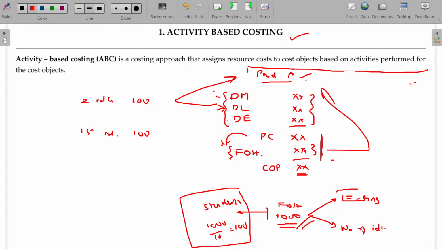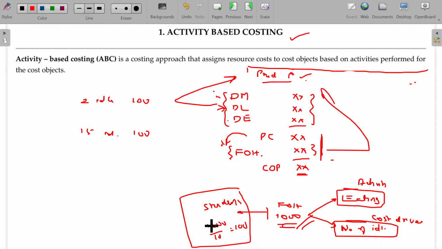So this is the activity. This is the cost driver. If you eat more idlis, the cost driver goes upside. If you are eating lesser, the cost driver goes lower side. Hope you'll now be able to understand these two, upside and lower side. Clear?